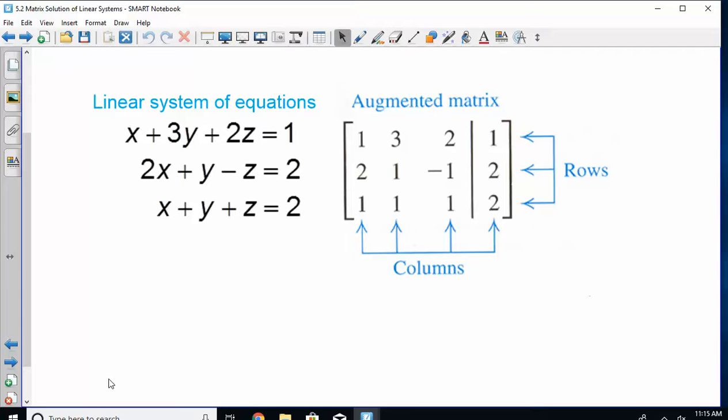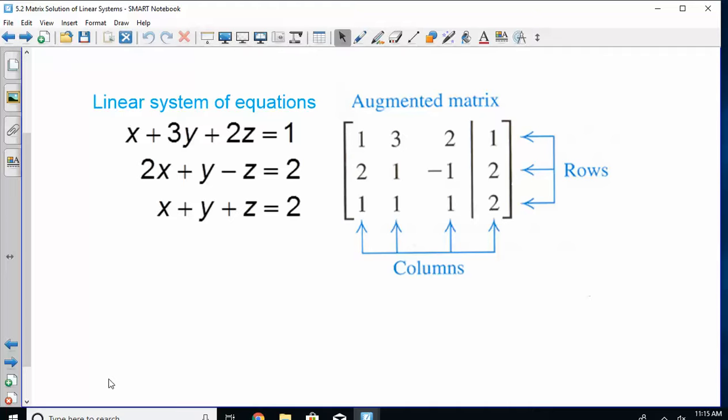My first equation was x plus 3y plus 2z equals 1. So my x coefficient was 1, my y was 3, my z is 2, equals 1. If I jumble around the order of these things, it would cause a lot of problems. So my first column here represents all the x's, second column is all the y's, third column is all the z's, and equals your constant.